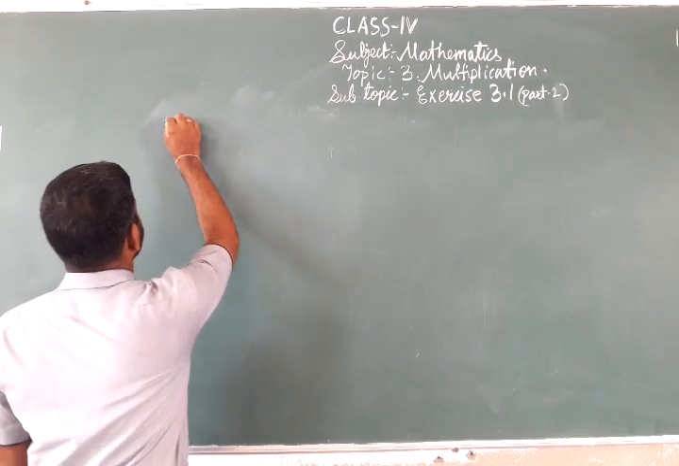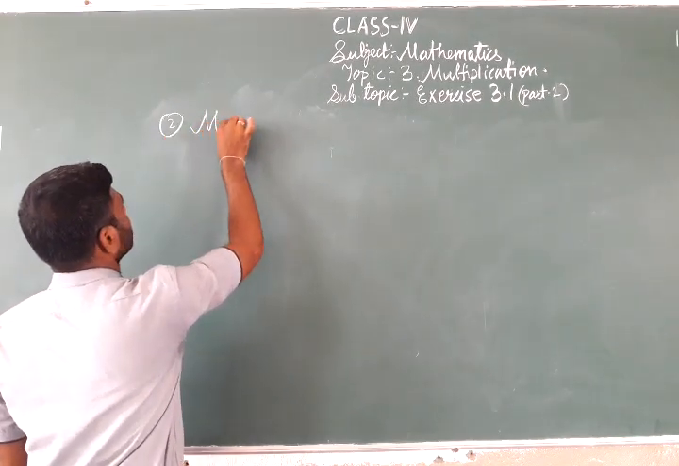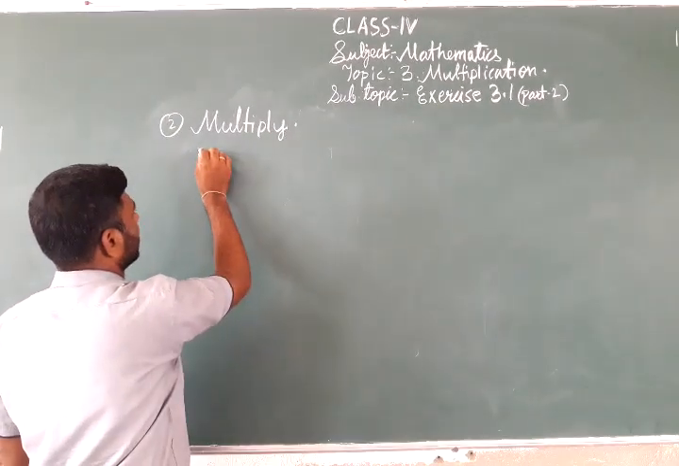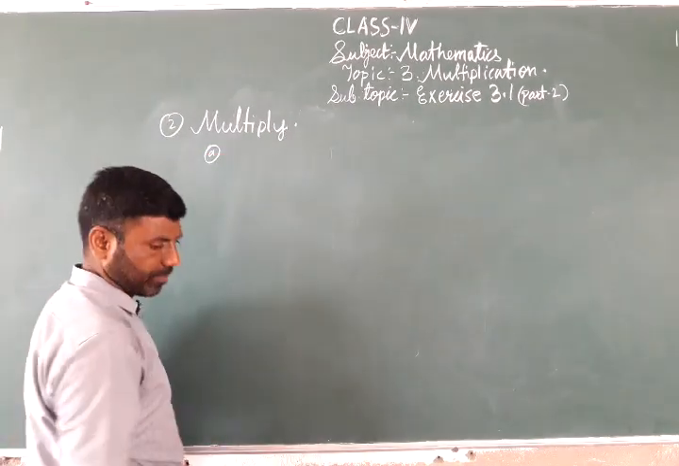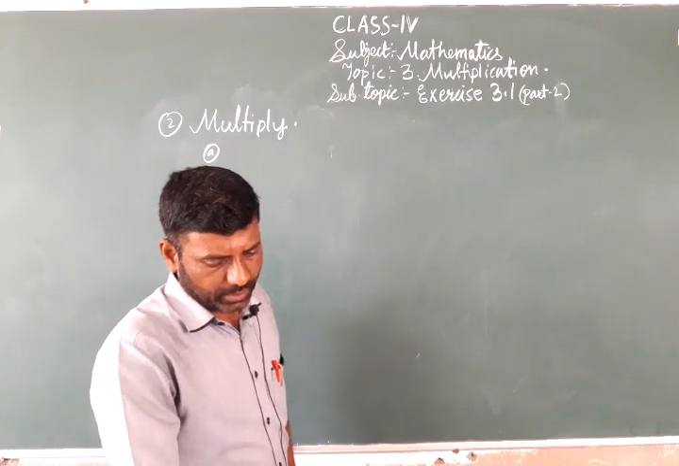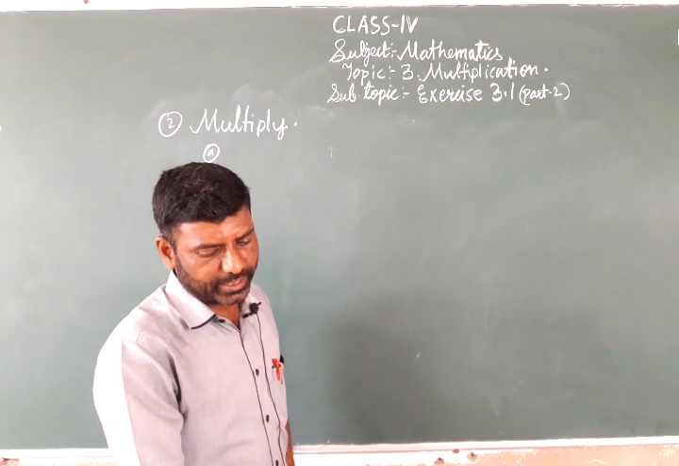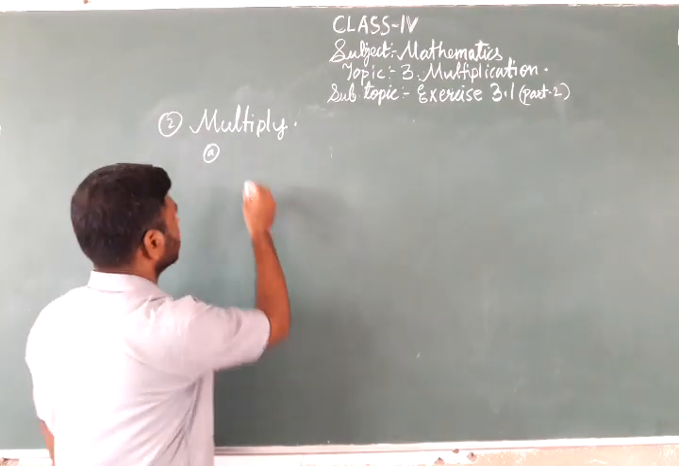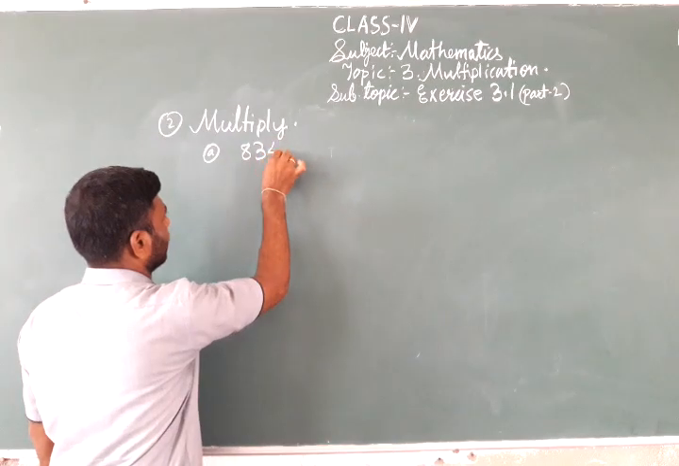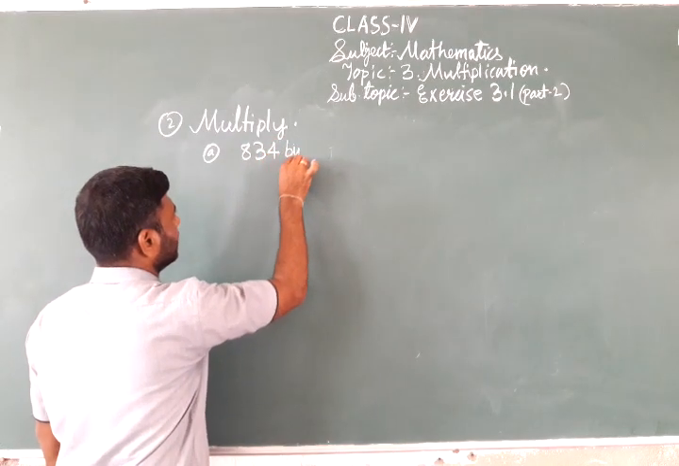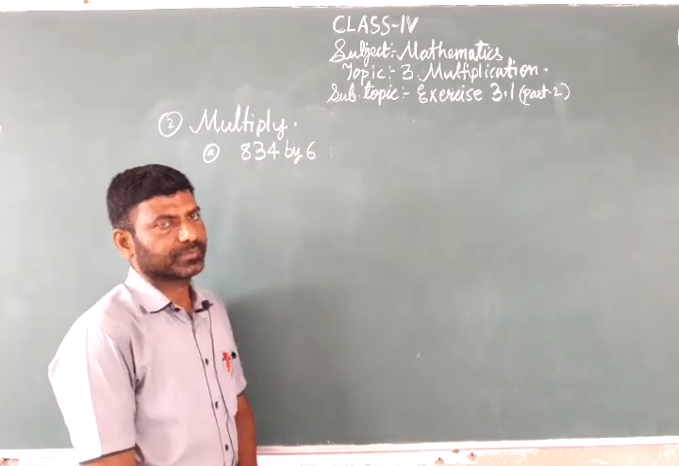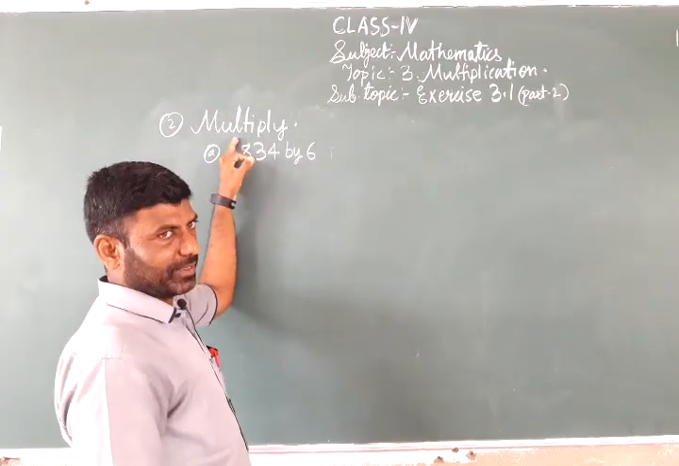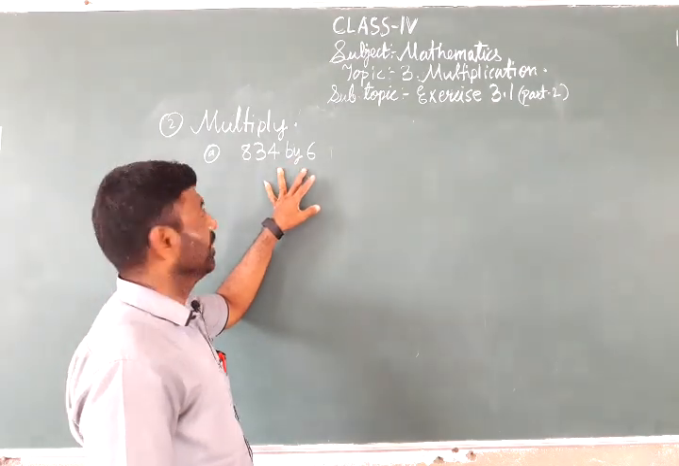What is given? Multiply. A is given: 834 by 6. This is the question. Multiply is given, that means multiplication.